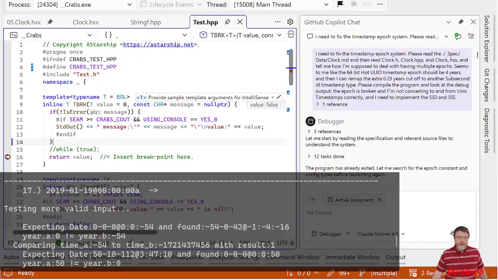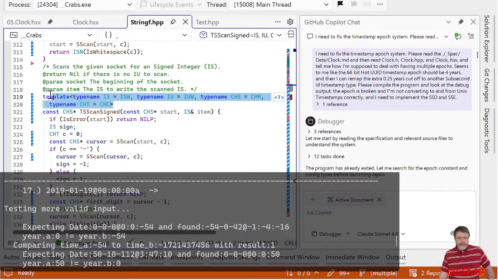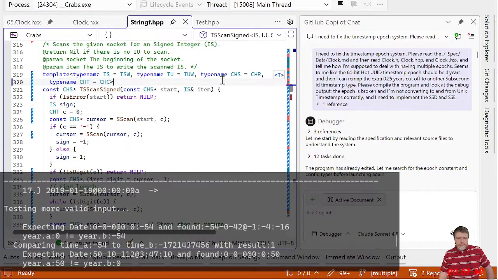Like the UTF-8, you've got to convert that into a UTF-32. So I came up with a nice elegant solution where we use this CHT thing. So I just fixed it right up. I was pretty happy. We just have the character string. That's the CHS. IS is integer signed, IU integer unsigned, and then CHT is the character type. So this is going to be either an 8-bit Unicode character, an 8-bit ASCII character, or a 32-bit Unicode character.